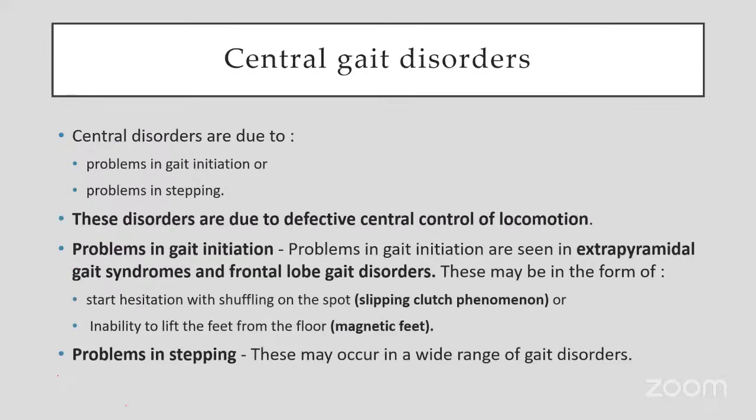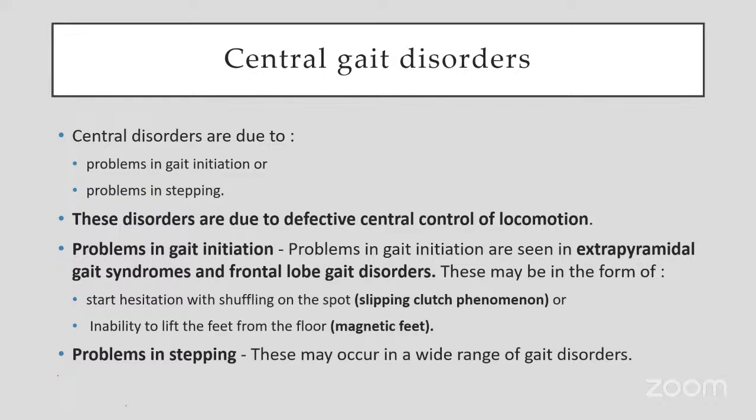So moving on to central gait disorders. These are due to problems in gait initiation or due to problems in stepping. These are due to defective central control of locomotion. Problems in gait initiation are due to extrapyramidal gait syndromes and frontal lobe gait disorders. This may be in the form of start hesitation with shuffling on the spot, that is the slipping clutch phenomenon, or it can present as inability to lift the feet off the floor, that is magnetic feet.